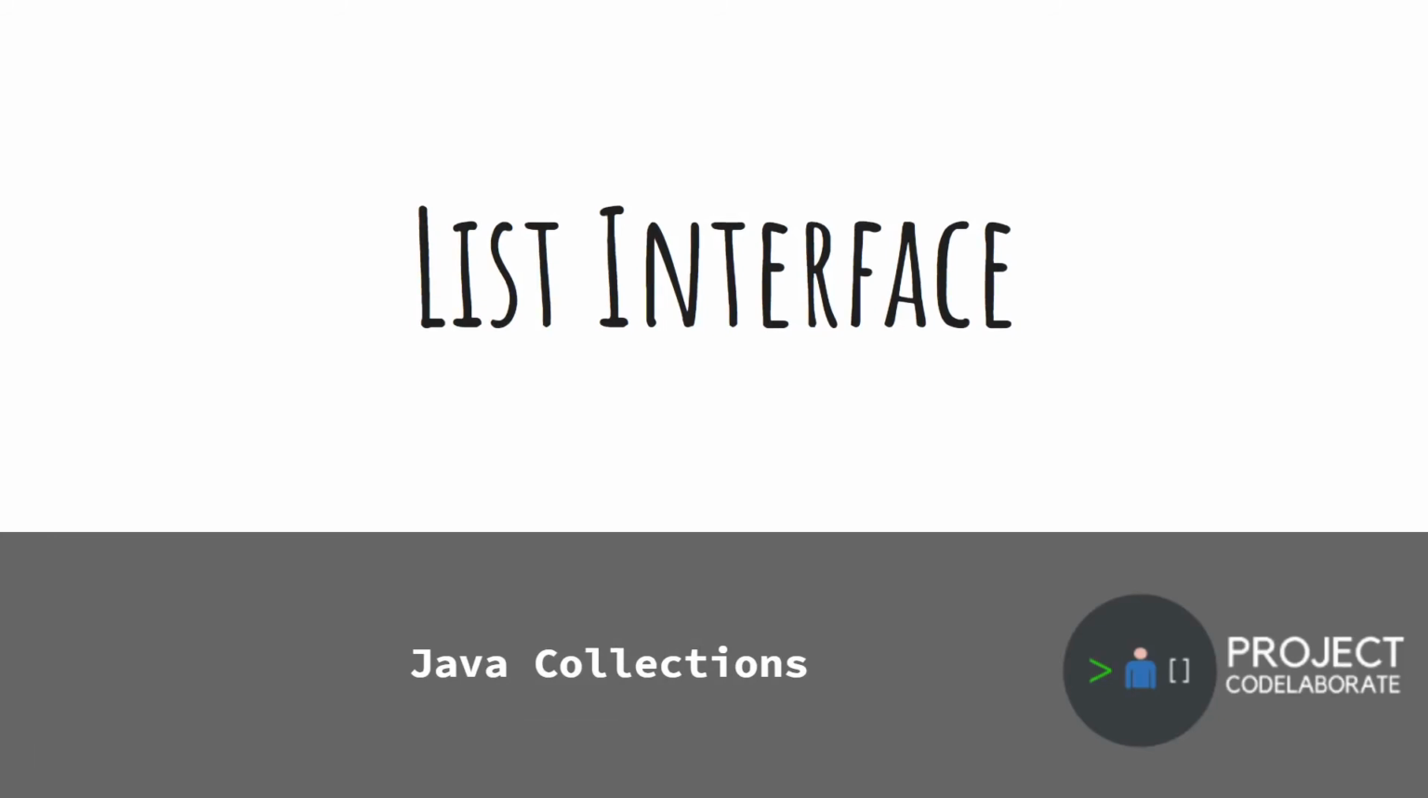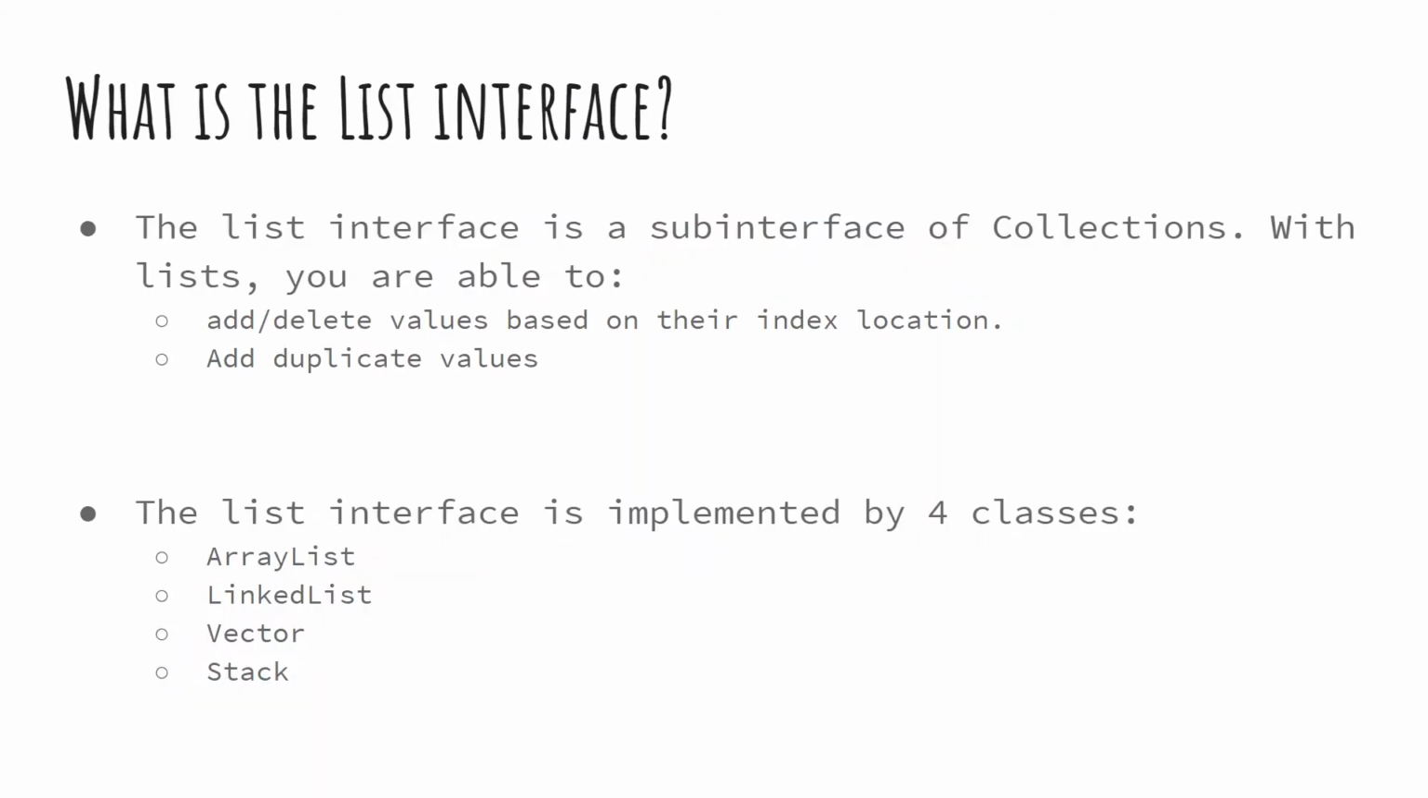In this video, we'll be discussing the list interface. You're probably wondering, what exactly is the list interface? Well, with the list interface, you're actually able to add and delete values based on their index location, as well as add duplicate values. And you're probably thinking, oh, this sounds similar to an array. Well, it actually is very similar to an array.